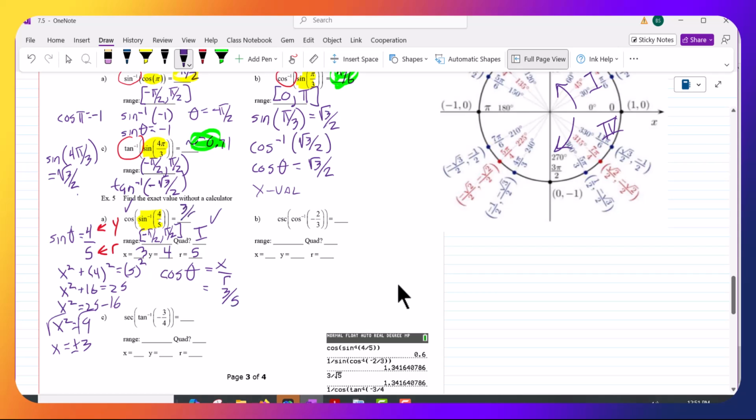Okay, that's how you get that problem figured out analytically without having to really even think about values on a unit circle like we did the other ones. It's just a matter of finding x, y, and r. Okay. All right, the next problem.